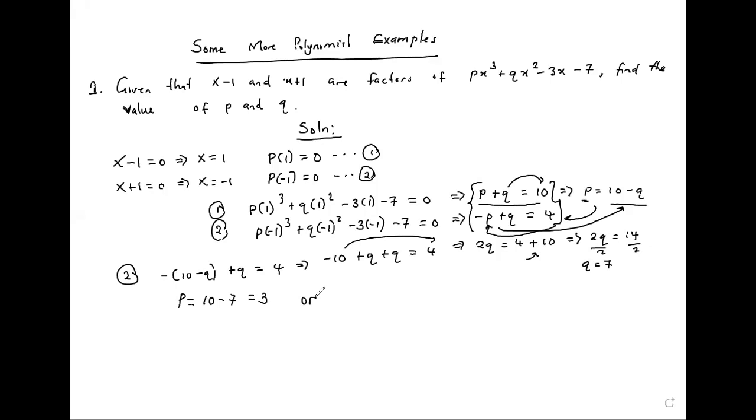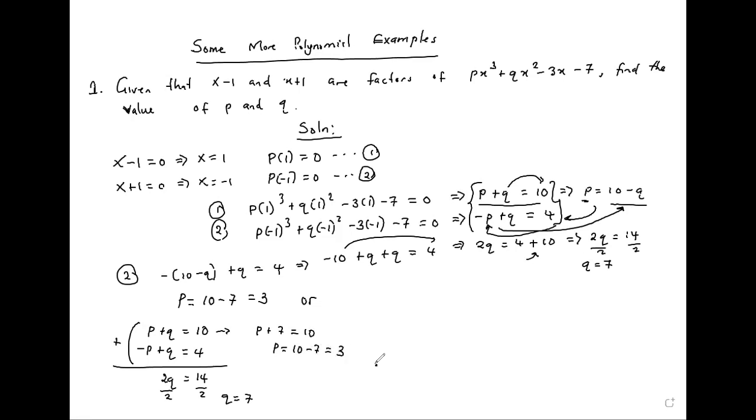Or we have just said, since we have P plus Q is equal to 10, and also negative P plus Q is equal to 4, by simultaneous addition we get P plus negative P, 0. Q plus Q, 2Q. 10 plus 4, 14. Divide by 2, Q would still come out to be 7. Then choose any of these equations. If you choose the first one, you would say P plus 7 is equal to 10, so that P becomes 10 minus 7, which is 3. Therefore, P is 3 and Q is 7. Our solution.